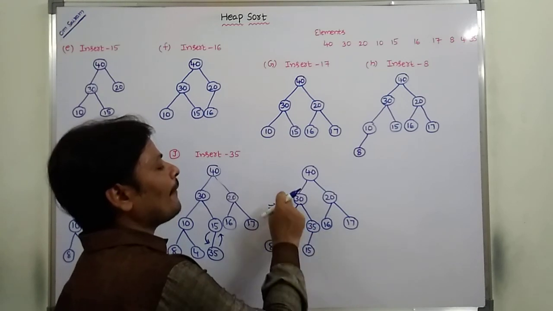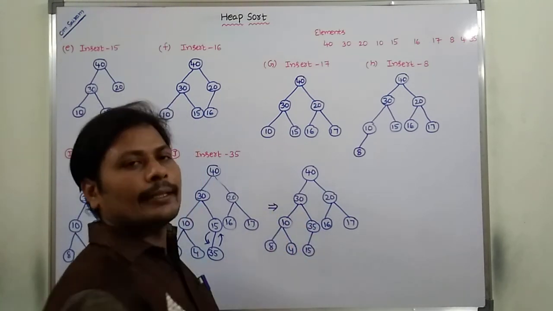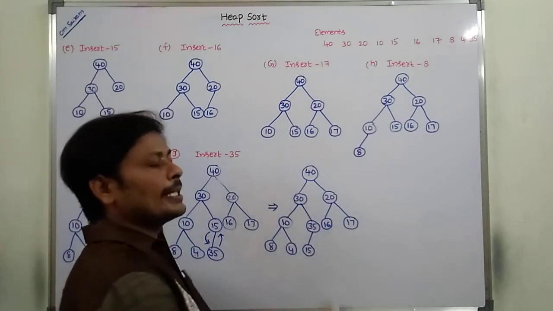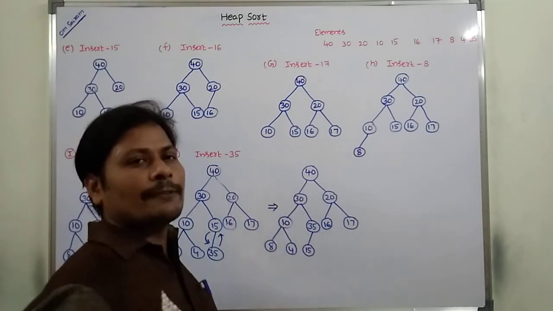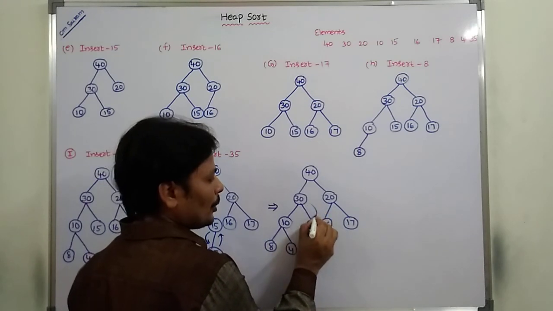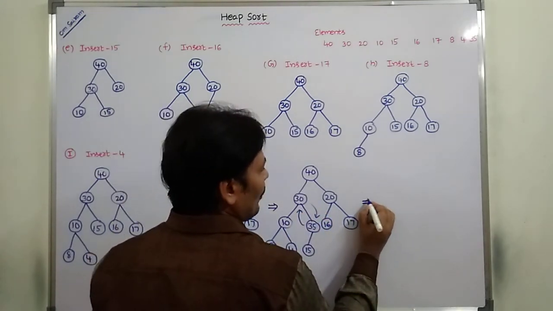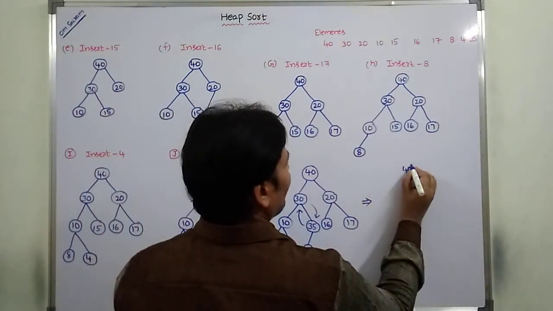10 and 35 have the parent 30. 30 is greater than 10. Yes, it satisfies the maximum heap property. Is 30 greater than 35? It is false. It does not satisfy the maximum heap property. So now we have to swap these two nodes. So after swapping is done, this is the tree we are getting.